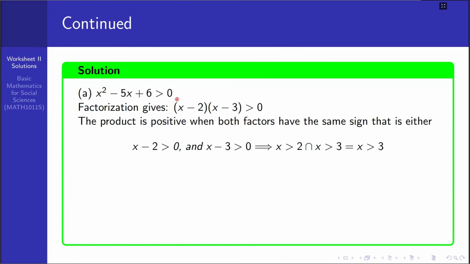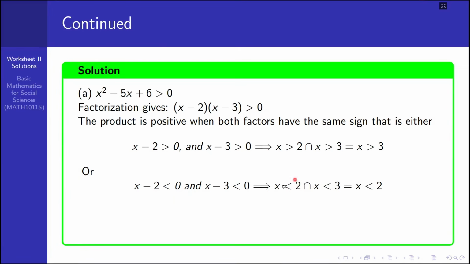The other possibility where the product of these two linear factors is positive is that both x minus 2 and x minus 3 need to be negative. That means x minus 2 less than 0 and x minus 3 less than 0. So x minus 2 is negative when x is less than 2, and x minus 3 becomes negative when x is less than 3.